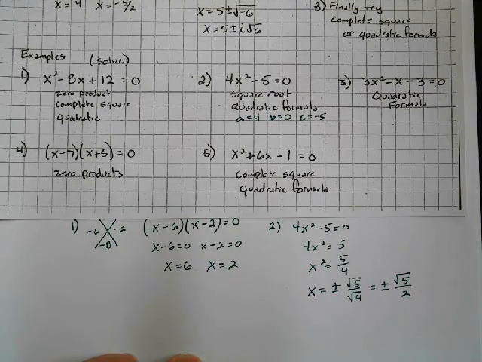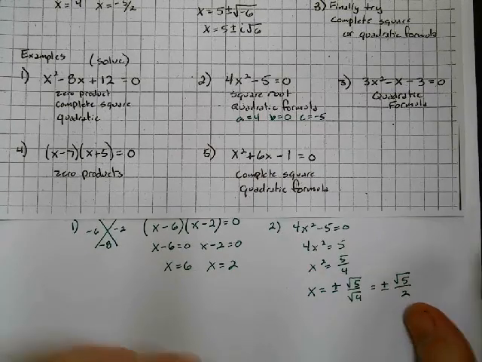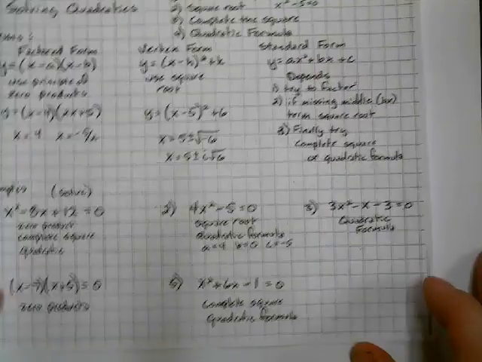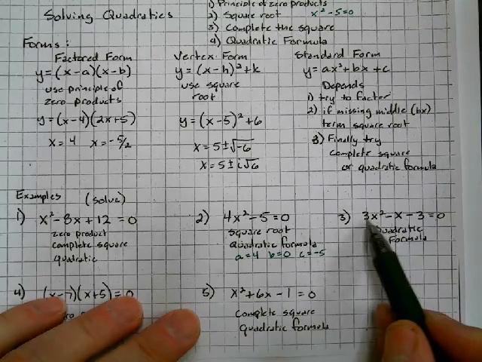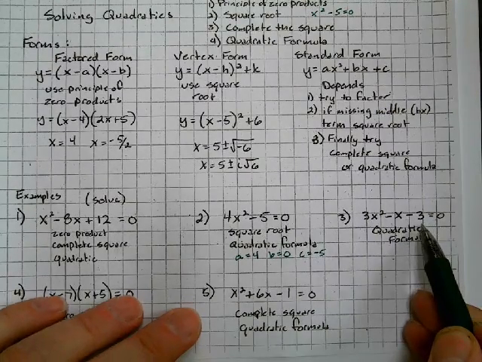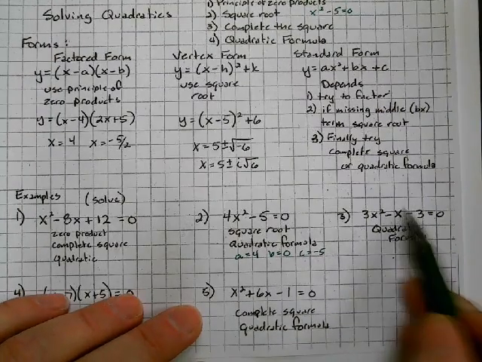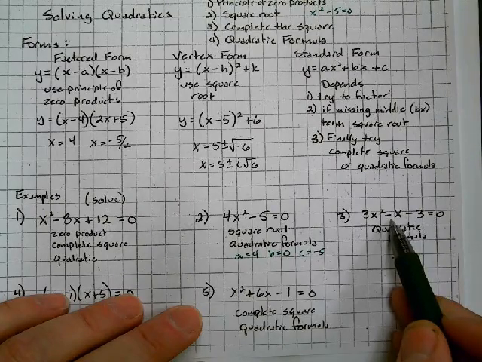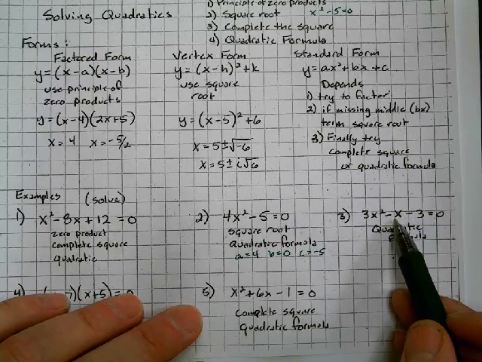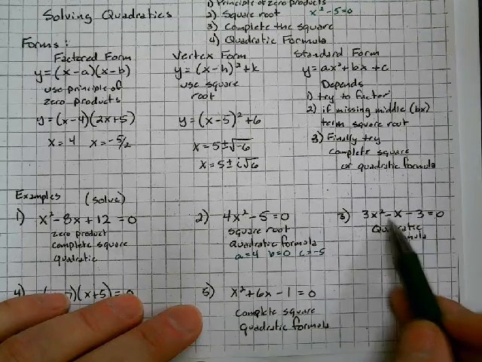All right, next one. This one, if we multiply 3 times -3, we get -9. There is nothing that multiplies to give us -9 and then adds to give us -1. It just doesn't exist. So we can't factor it. We can't use principle of zero products. It has an x term in the middle. So that means we can't use the square root method.